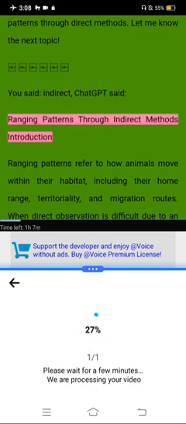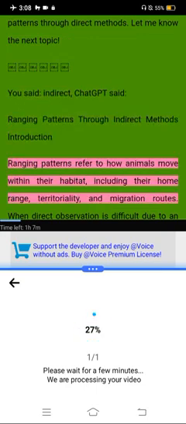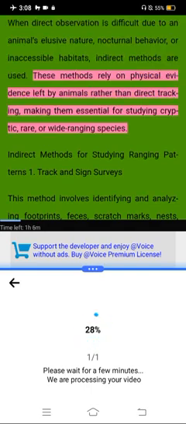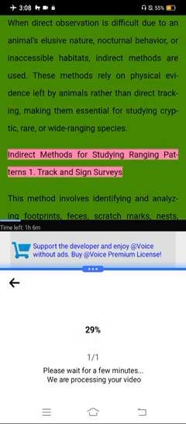Ranging patterns through indirect methods. Introduction. Ranging patterns refer to how animals move within their habitat, including their home range, territoriality, and migration routes. When direct observation is difficult due to an animal's elusive nature, nocturnal behavior, or inaccessible habitats, indirect methods are used. These methods rely on physical evidence left by animals rather than direct tracking, making them essential for studying cryptic, rare, or wide-ranging species. Indirect methods for studying ranging patterns. 1. Track and sign surveys.